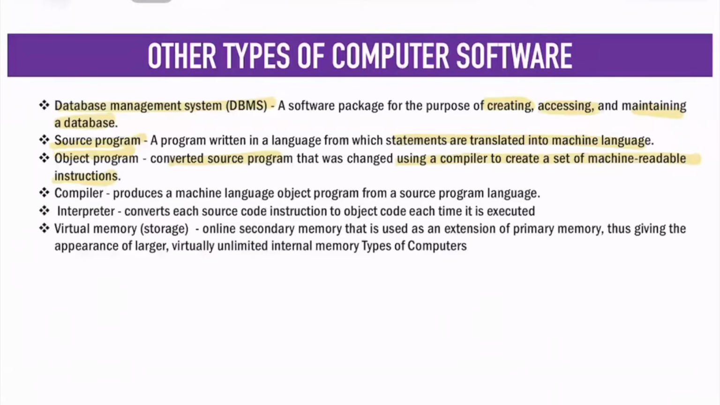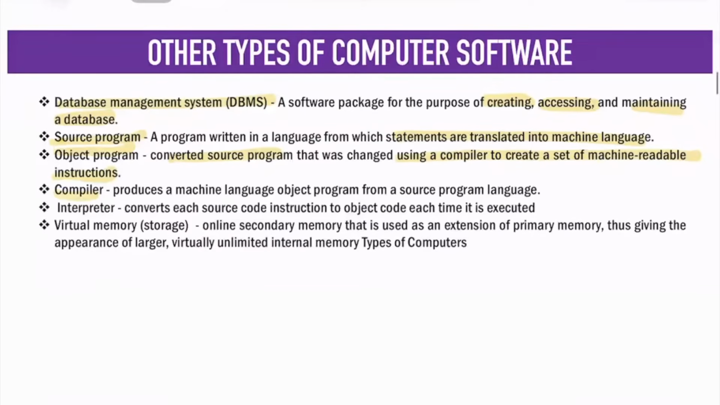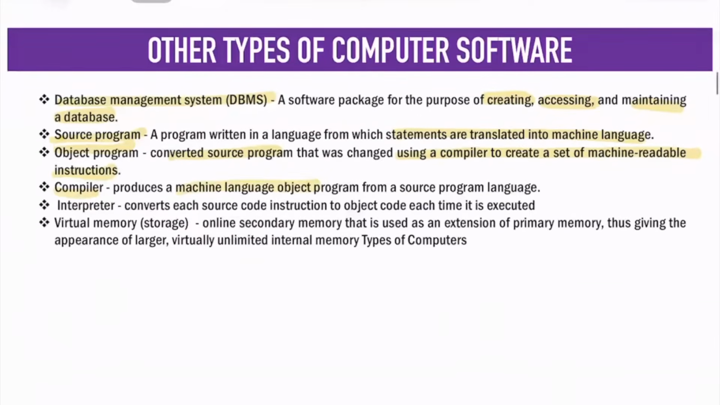Also, we have now your compiler. A compiler produces a machine language object program from a source program language. So again, from a source program, it will become an object program, and what is used to shift that source program to object program is known as a compiler. Also, we have your interpreter. It converts source code to object code each time it is executed.